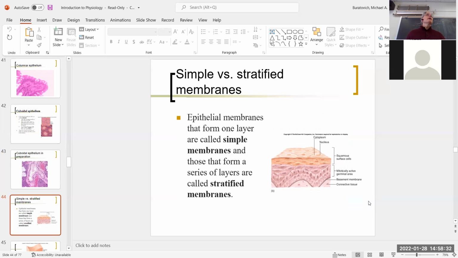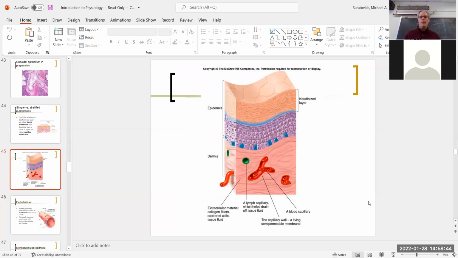To reiterate, single-celled epithelia are simple. Multi-layered epithelia are stratified. And here's just another nice example. This is a picture from your book of your skin. It's a very nice example of what kind of epithelium? Stratified squamous epithelium. Tuesday and Thursday, you'll see lots of examples of these. We have lots of examples of skin and what have you.